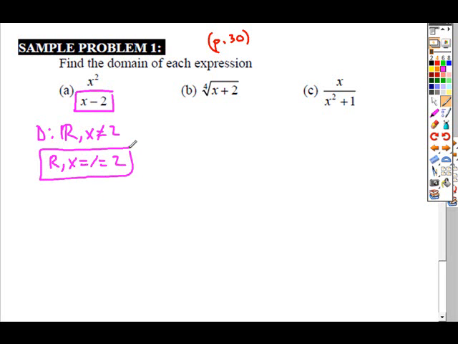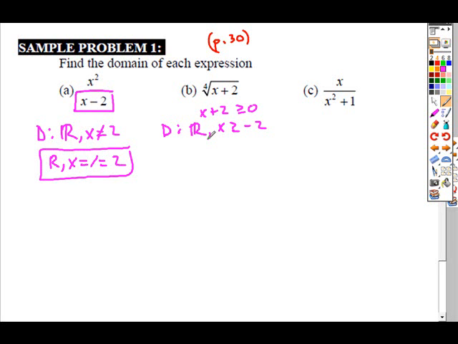In the second example, it's an even index radical. Now, if this had been a cube root, would there be any domain restrictions? No. A fifth root, no. Any odd index, there's no additional restrictions. But for an even index, your expression has to be non-negative. So we set it greater than or equal to 0, which means x has to be greater than or equal to -2. And so there's our domain, all real numbers, x greater than or equal to -2.